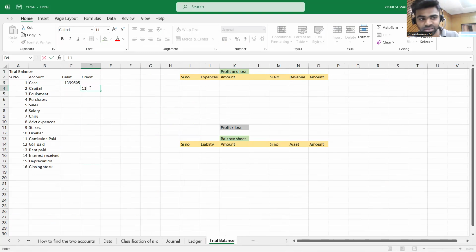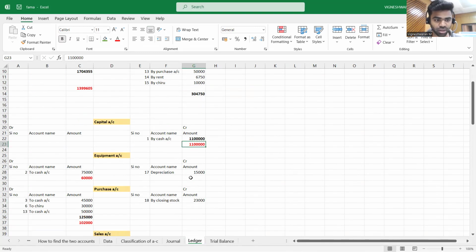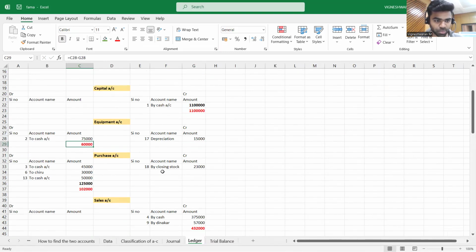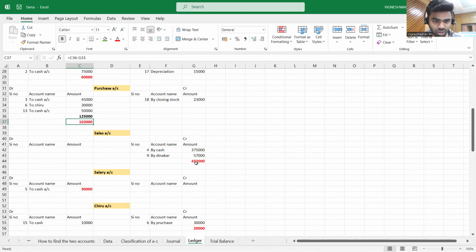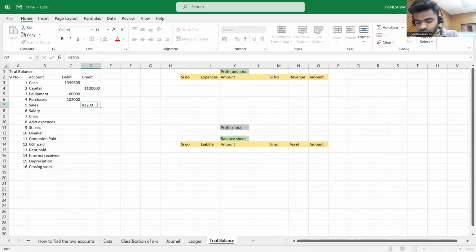11 lakhs 00123. For capital, 11 lakhs is on the credit side. For equipment, 60,000 is in debit, so I will write 60,000 here. Then for purchase, 1 lakh and 2,000 is on the debit side, so I will write here 102,123. Then for sales, 4 lakh 32,000 is on the credit side, so I will write here 4 lakh 32,000.